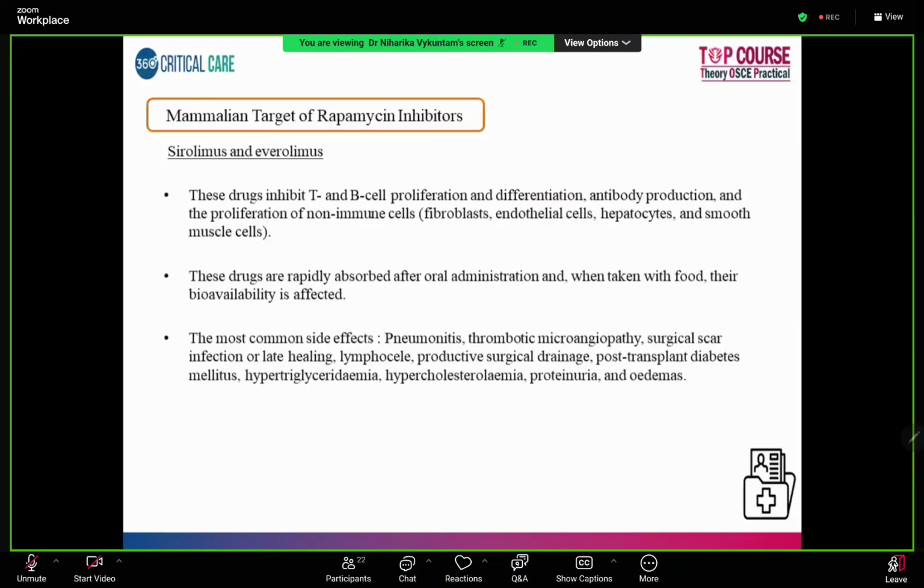The most common side effects of these drugs are pneumonitis, thrombotic microangiopathy, surgical scar infections or late healing, lymphocele, post-transplant diabetes mellitus, hypertriglyceridemia, hypercholesterolemia, proteinuria, and peripheral edema.